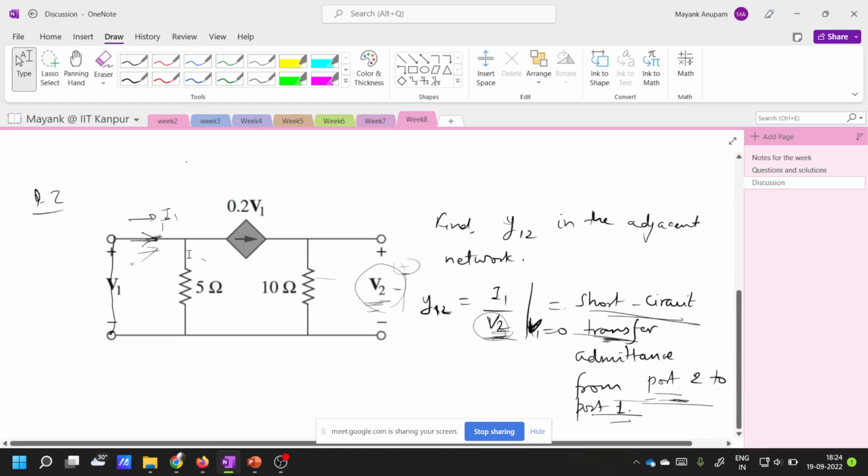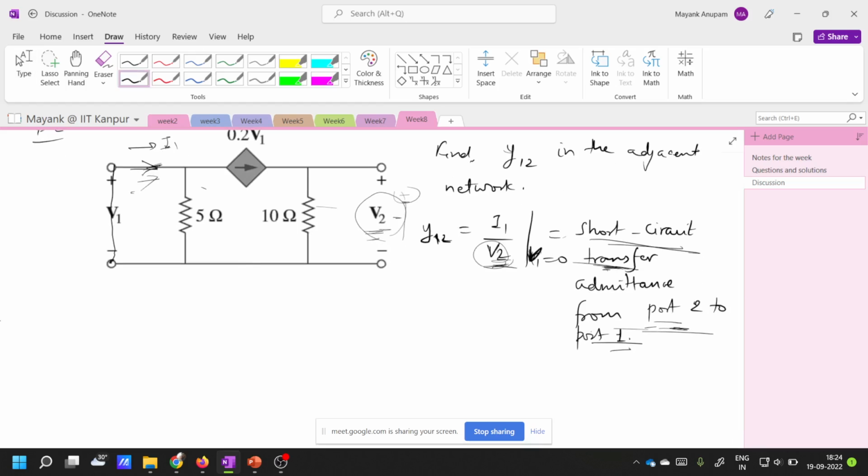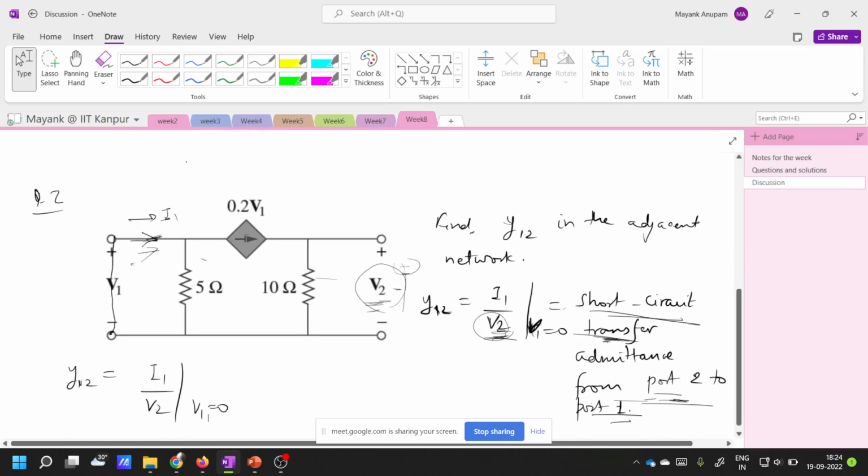So now let us understand what will be the value of Y12. As I wrote, I will write it again. Y12 is equal to I1 by V2 when V1 is equal to 0. Now you see this is a dependent current source here, right? Its value is 0.2 V1. Now what will happen to this current source when V1 is equal to 0? This will also become 0, right? This current source will be 0.